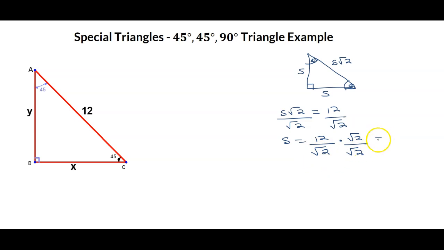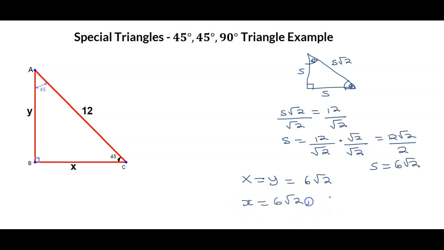So this is going to give me 12 square root of 2 divided by 2, which is going to be 6 square root of 2. So what we're going to now have here is S is equal to 6 square root of 2, and we can see that because this is an isosceles right triangle, X and Y are going to be the same value. So X is equal to Y is equal to 6 square root of 2. Or you can say X is equal to 6 square root of 2, Y is equal to 6 square root of 2.